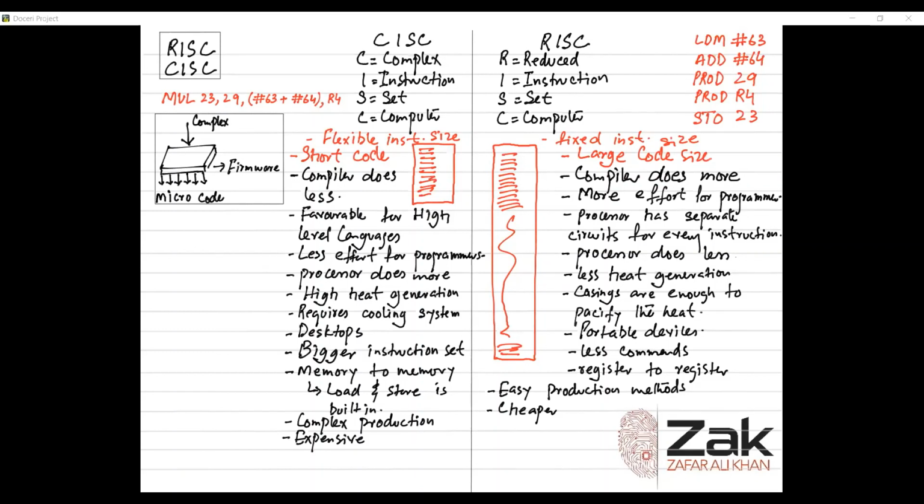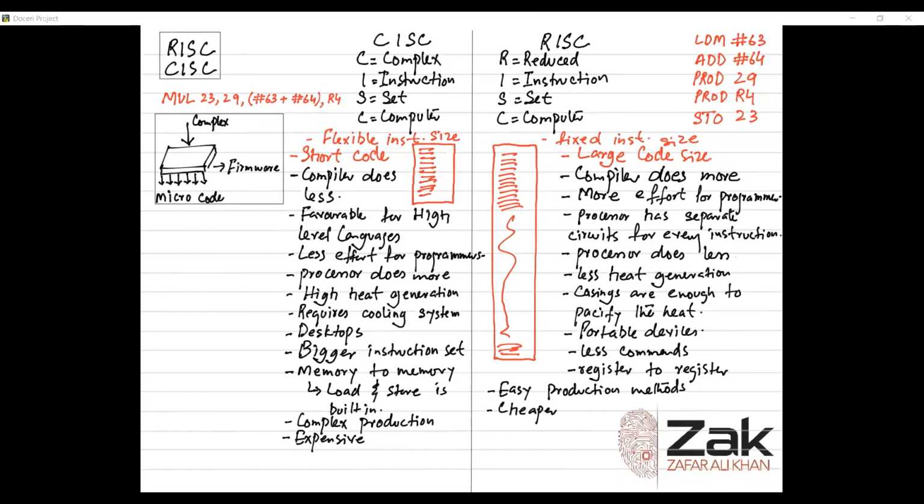So load and store operations are now built in. We don't have to actually do anything to load or store back. Rather, all we have to do is just write that pick from these memory locations and put back in this memory location, and perform this operation on top of it. So get the idea. This is called in CISC memory to memory. In RISC it is called register to register.